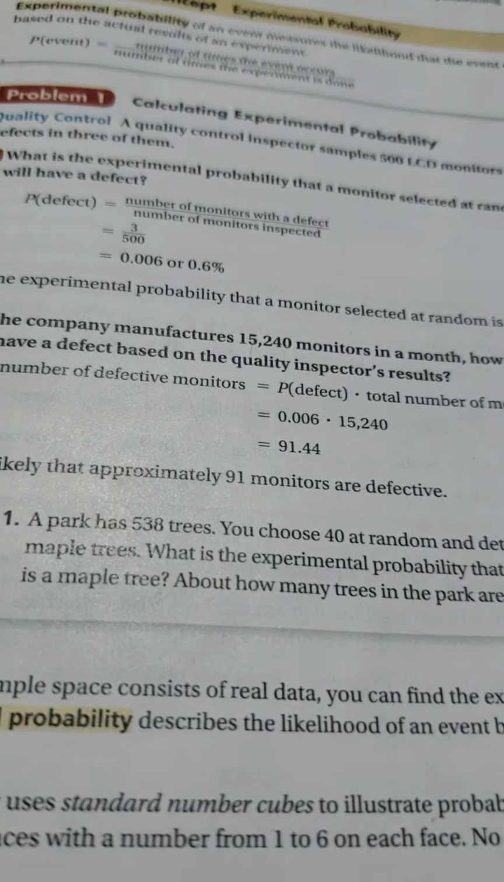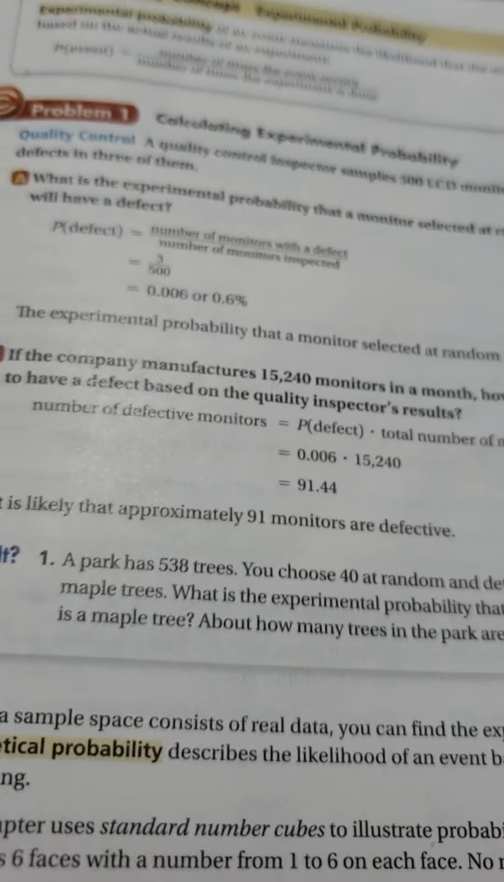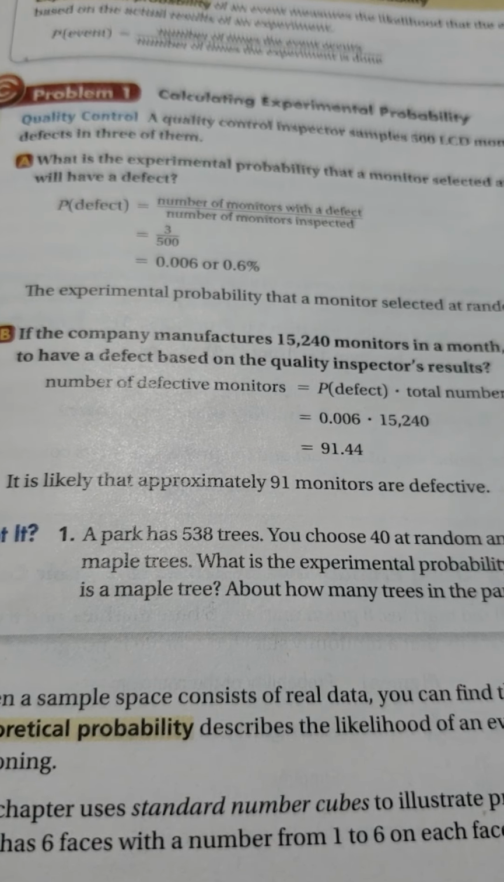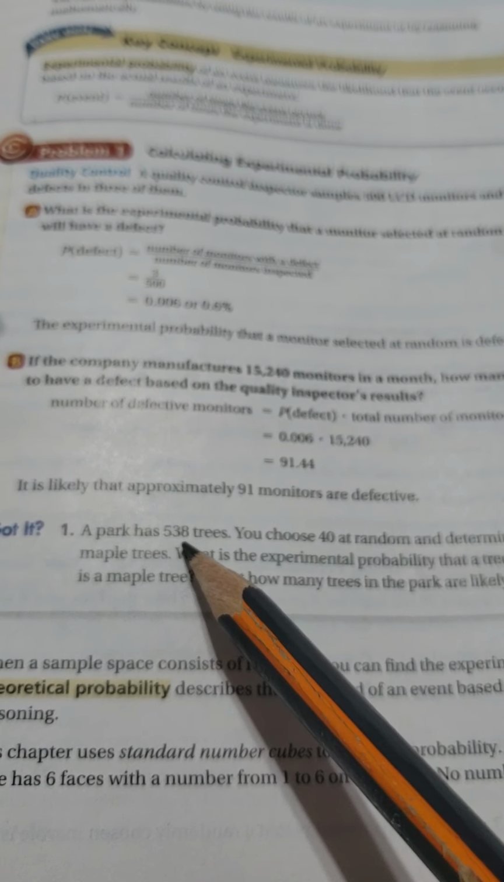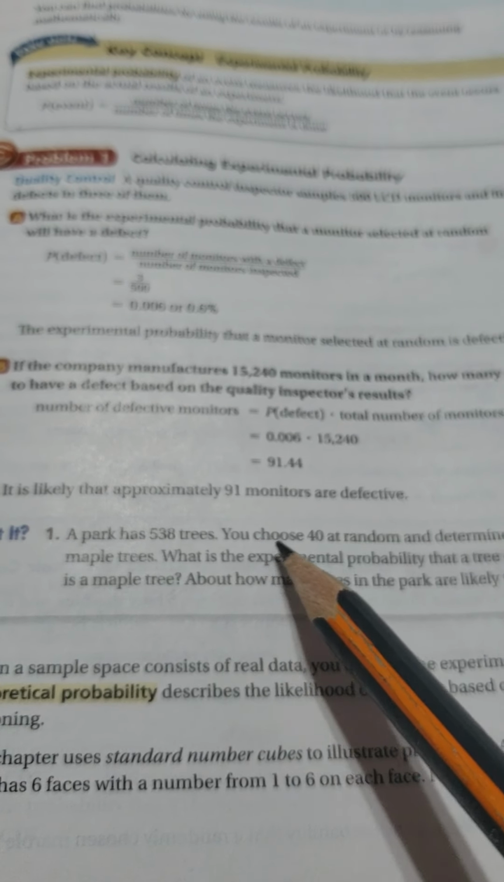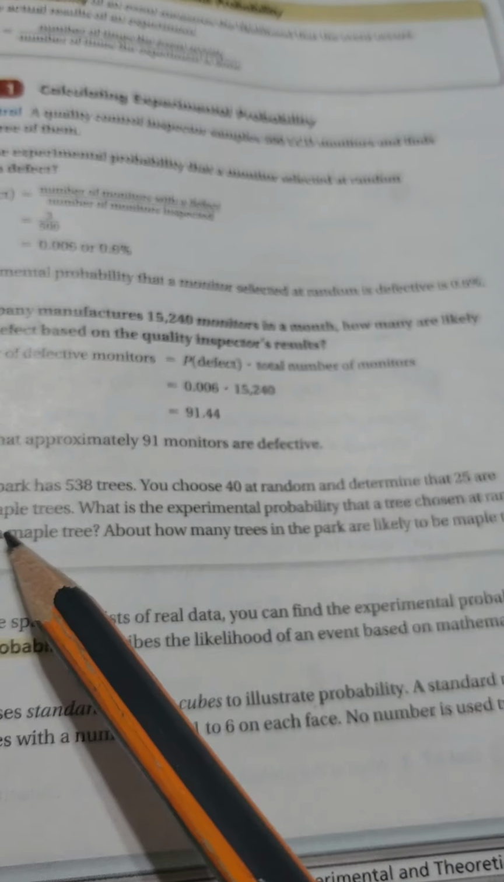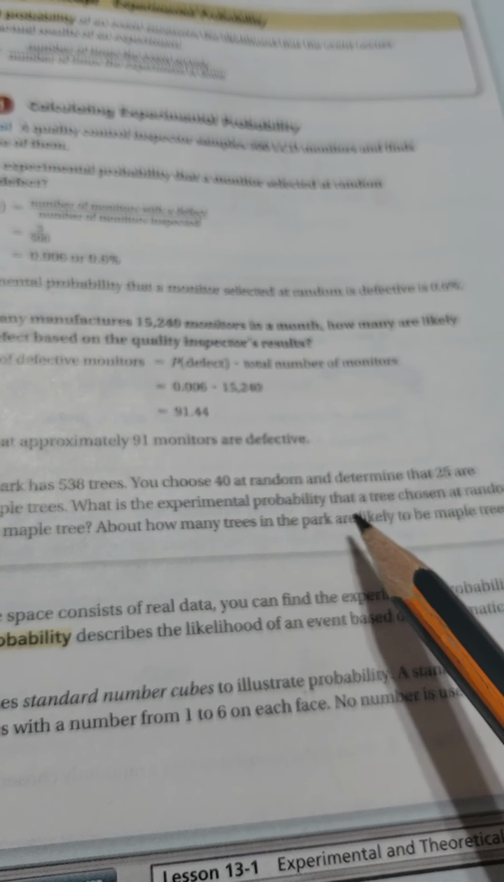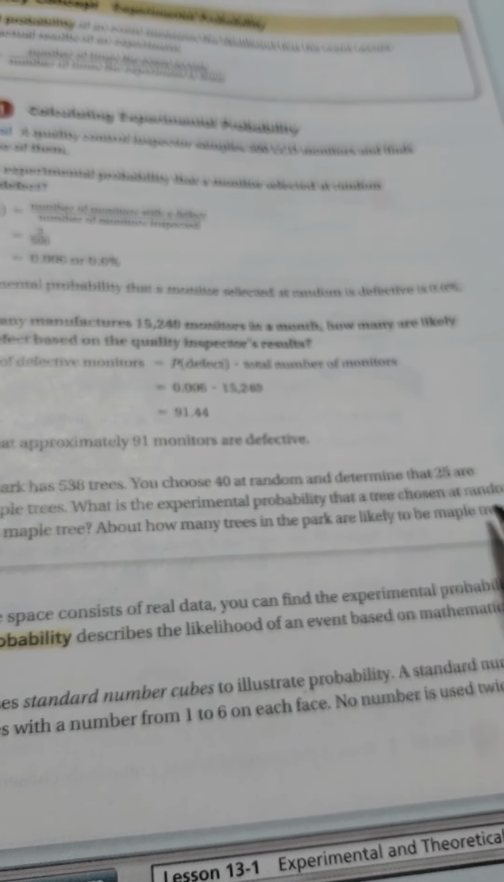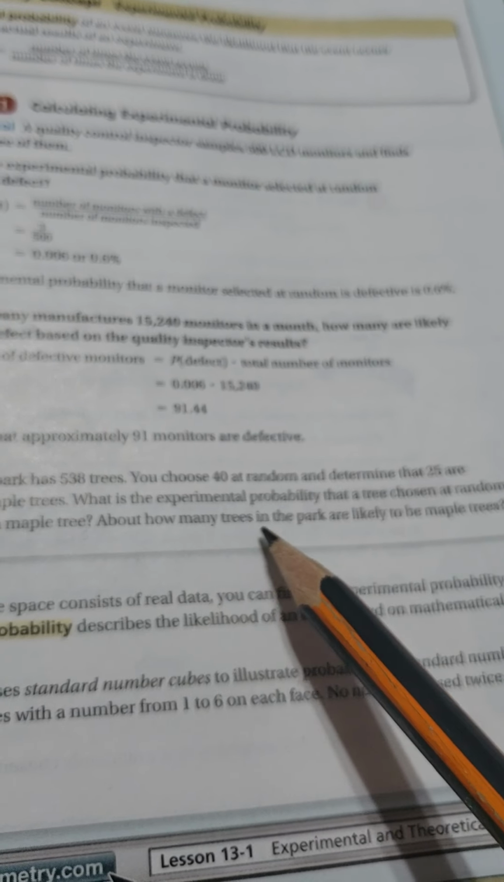Now let's identify this example that is here. It says a park has 538 trees. You choose 40 at random and determine that 25 are maple trees. What is the experimental probability that the tree chosen at random is a maple tree? About how many trees in the park are likely to be maple trees?